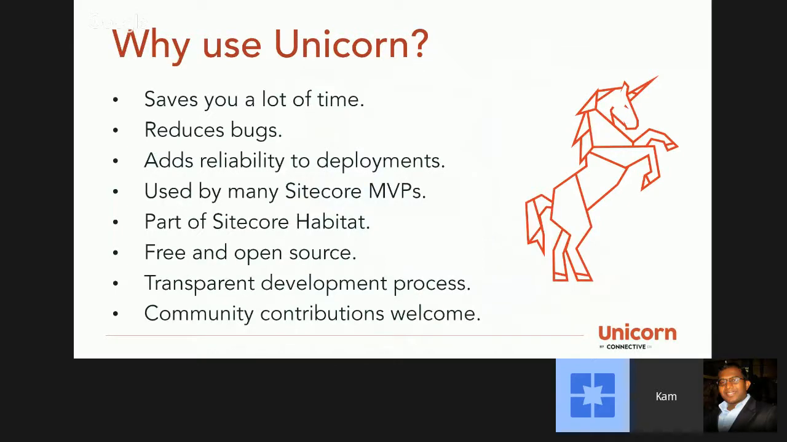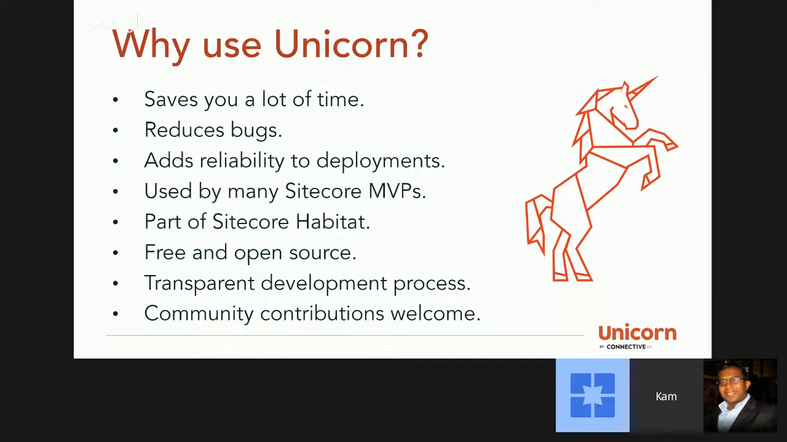So in summary, why should you use Unicorn? It'll save you a lot of time because you don't have to think about what items to serialize. You basically just have to look at your source control's commit dialog and see what things you should push into it. It'll reduce bugs because you're very easily and simply keeping your serialized database items along with your code, and so it becomes much less likely that you'll forget something, especially compared with using packages. It adds a lot of reliability to your deployments because it means that you're deploying a very well-known database state.